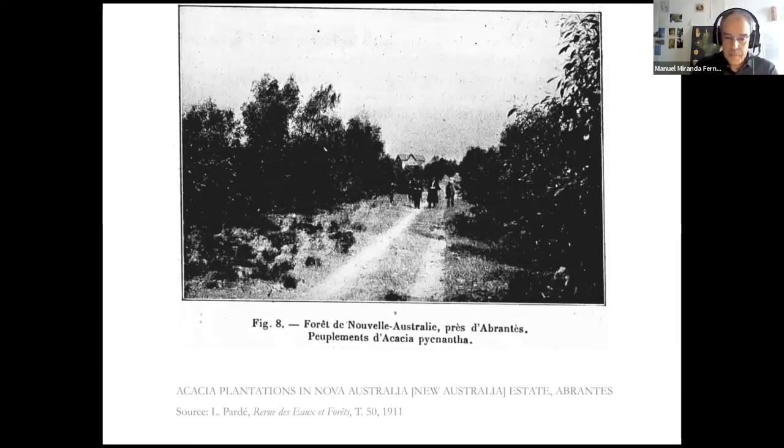One of the most prominent acacia plantations in Southern Europe since 1880 was installed in the central region of Portugal in a rural property that has been called, significantly, New Australia. But are Australian acacias the first to have been introduced into the Mediterranean region? To answer this question, we must now take a second turn in our acacia merry-go-round.